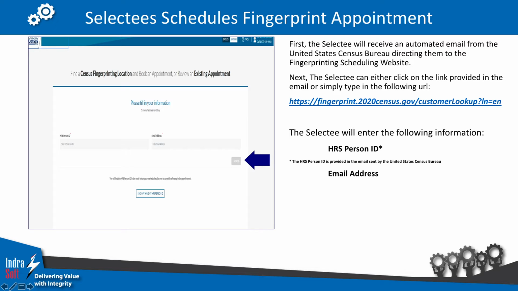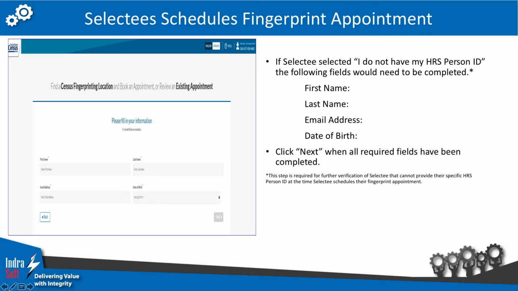Should the selectee not have the HRS person ID number at the time of scheduling the fingerprint appointment, they will simply click on the tab shown at the bottom of the screen stating, "Do not have HRS person ID." This will then prompt them to the screen displayed here to the left, requesting the selectee to provide further information, which includes first name, last name, date of birth, and email address. Once completed, they will simply click Next.